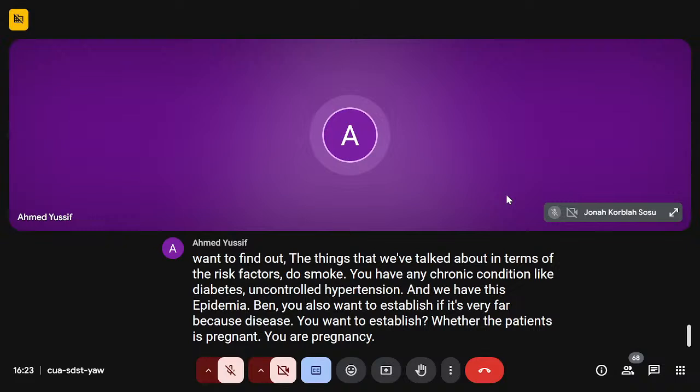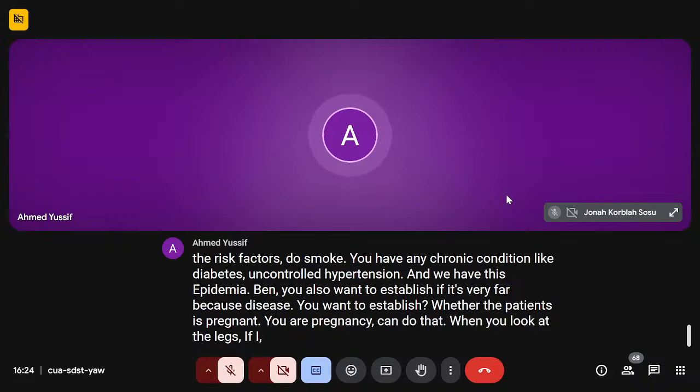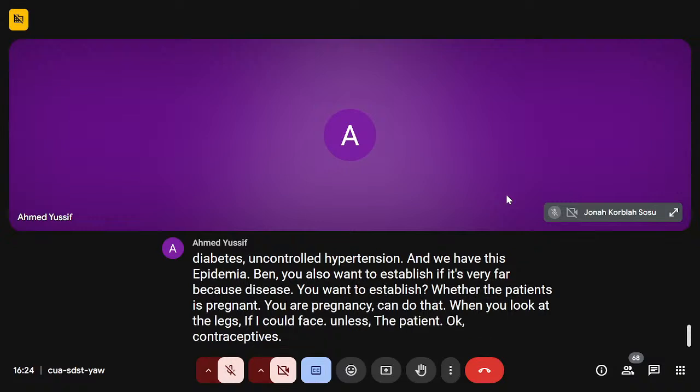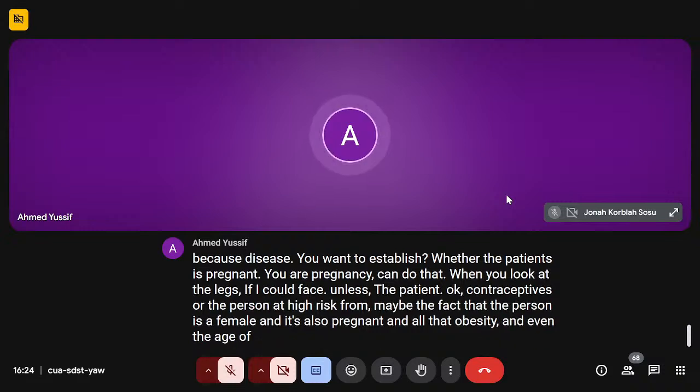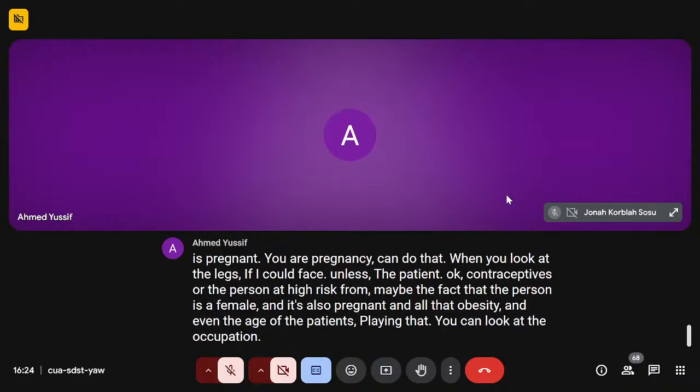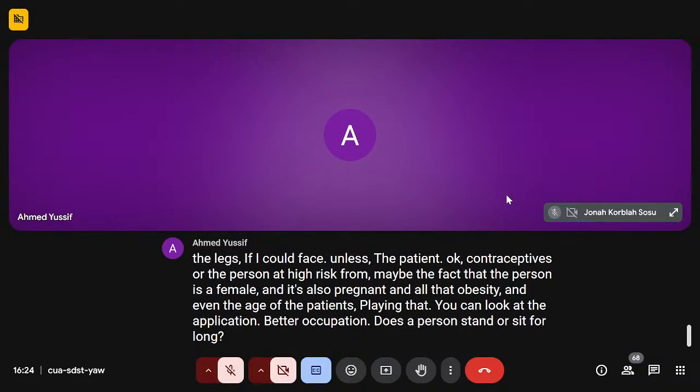When you look at the legs, are there any varicose veins? Does the patient take contraceptives, or is the person at high risk because they are female and pregnant, or because of obesity, or even the age of the patient? Then you can look at the occupation. Does the person stand or sit for long? All these are things you should look out for.